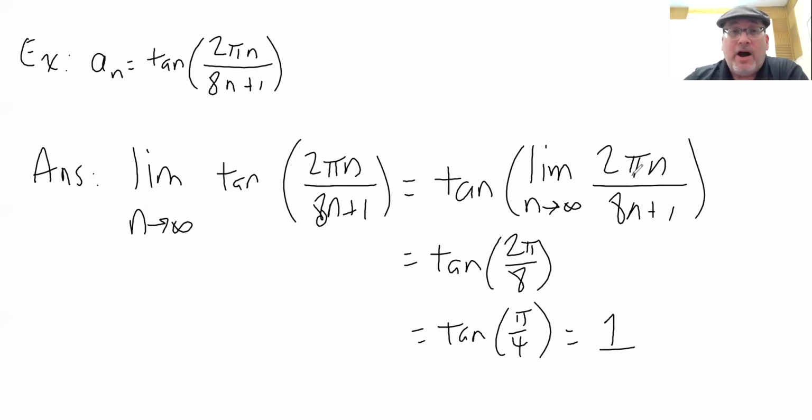And if you're asking me why, you need to sit down and review your trig. And if you're still asking me why, me and you need to have a talk. All right, so that's all the theorem says, is that if you're taking the limit of a sequence to find what it converges to, and you've got something inside of a continuous function, you can slide the limit inside the function, and then go from there.